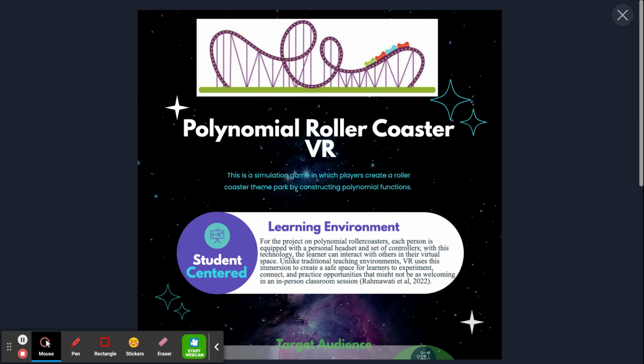For the project on polynomial roller coasters, each person is equipped with a personal headset instead of controllers. With this technology, the learner can interact with the others in the virtual space. Unlike traditional teaching environments, VR uses this immersion to create a safe space for learners to experiment, connect, and practice opportunities that might not be as welcoming as an in-person classroom session.